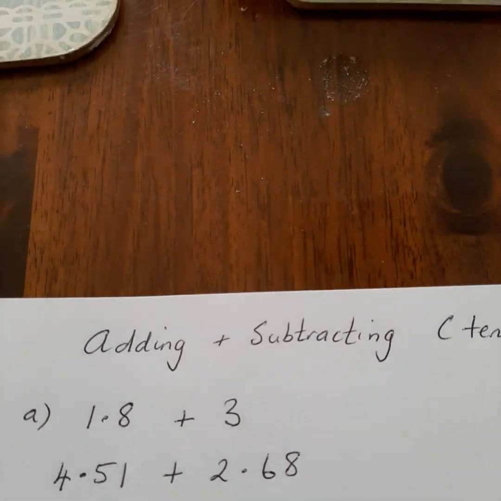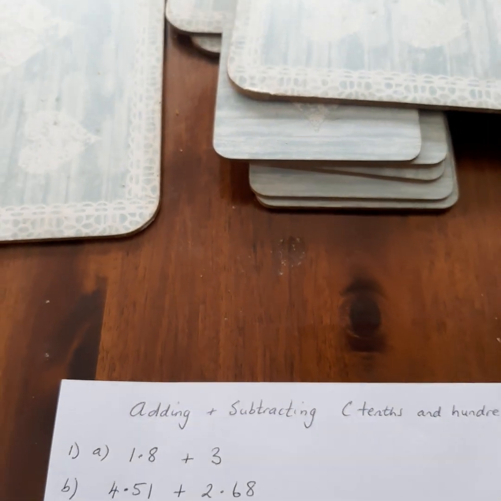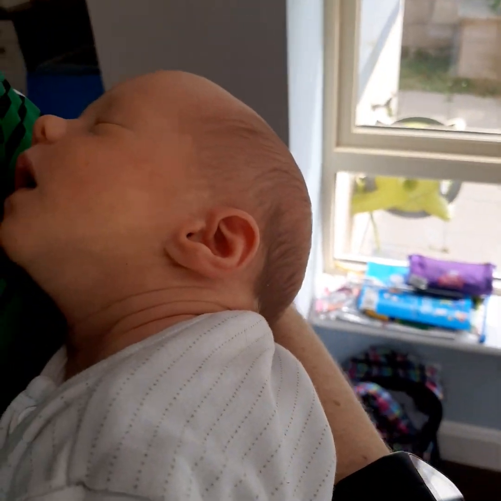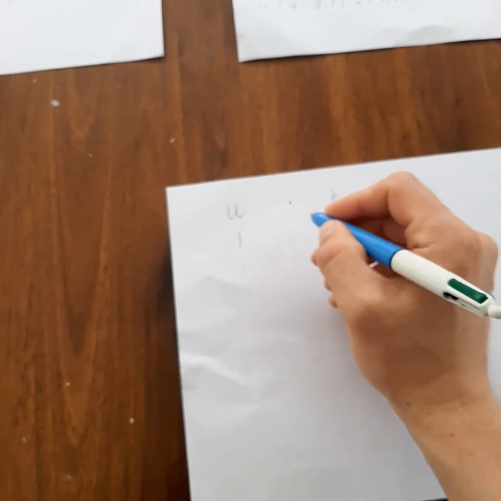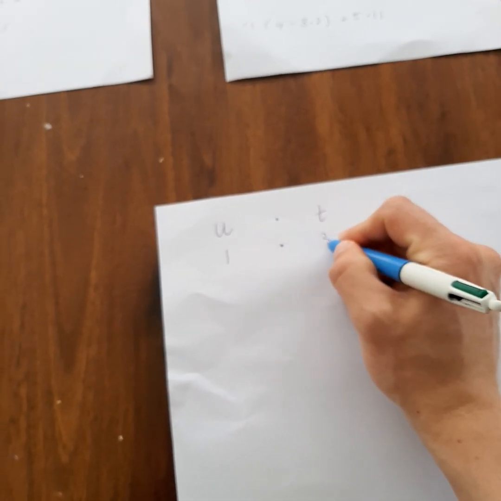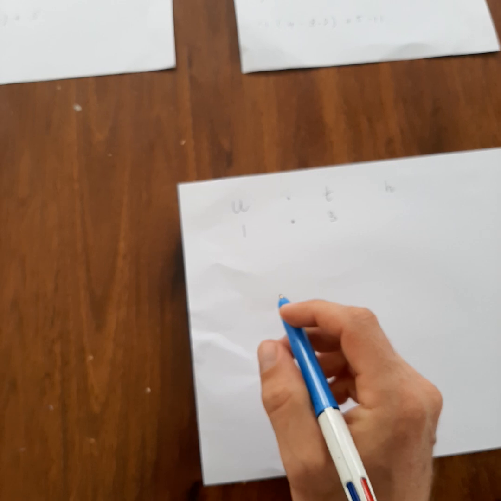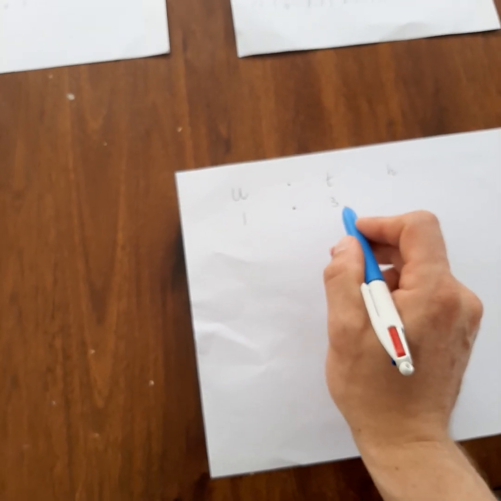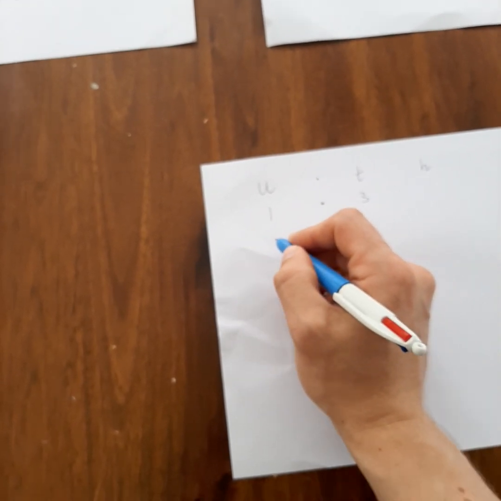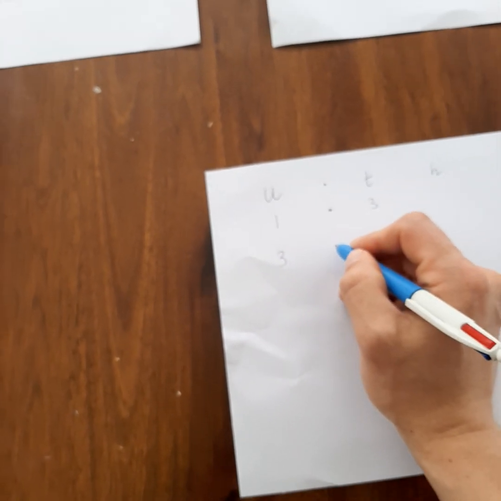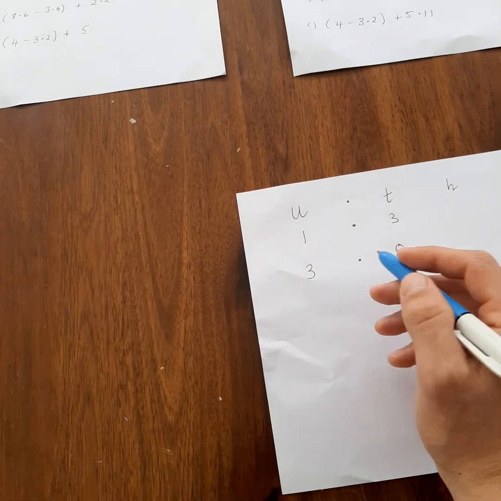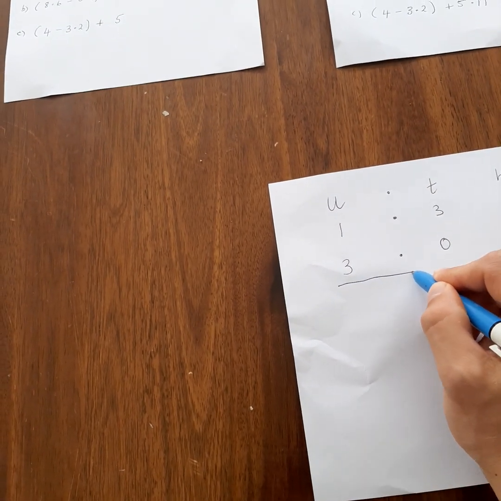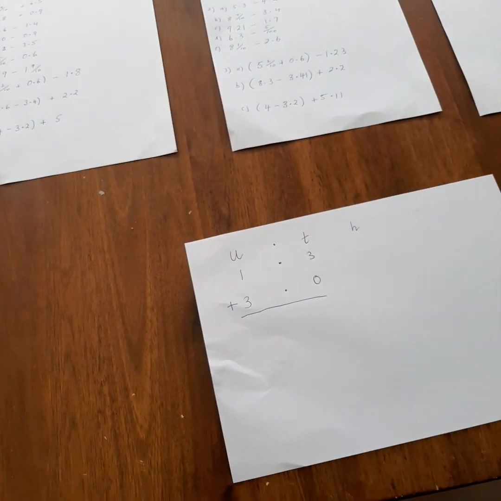So question one is 1.8 plus 3. Doing a balancing act here. Look, so 1.8, so that's 1 unit and 8 tenths. So I'll put my 1 unit, decimal point, 8 tenths, plus 3 units. Now, I've already got something in my tenths column up here, so I'm going to have to say my 3 units here and 0 tenths. So make sure you fill it all the way out.